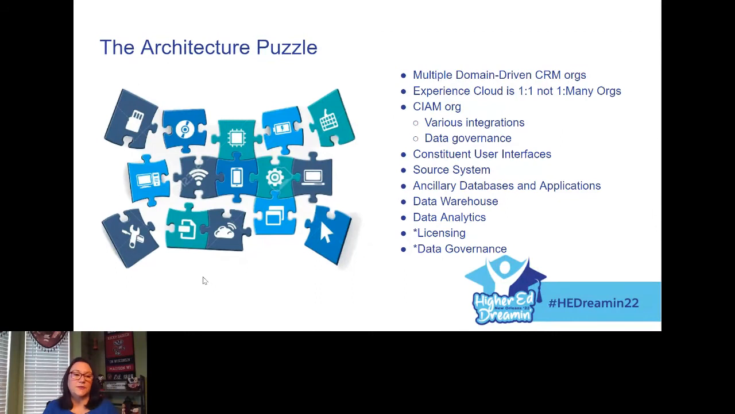There's still a lot of work to do with the CIAM org. There's a lot to that particular solution. There's a lot of other integrations. There's data governance considerations. So we're still a long way out from really being able to have that up and running and being able to utilize the data that it's going to give us. We've got to consider those constituent user interfaces. That ties back to Experience Cloud. We've got to also look at what our source systems are. Where is all the data coming from that's going to be feeding into these orgs? That includes our ancillary systems and databases. We want to also talk about things like data warehouse, data analytics. How does all of that factor into this?